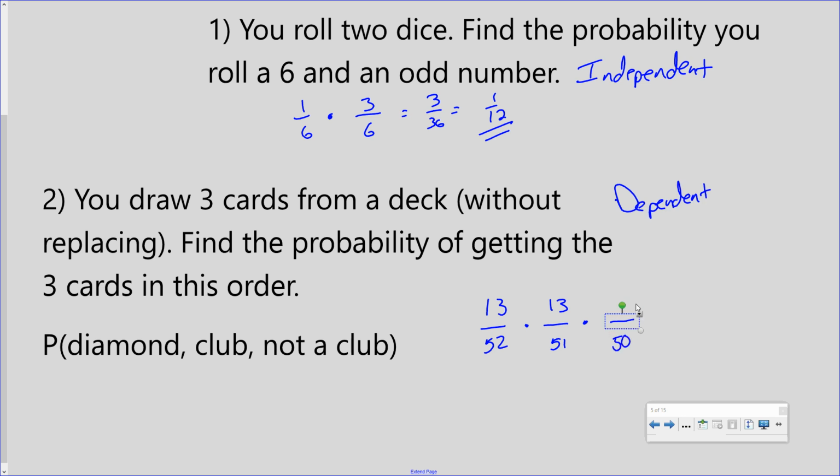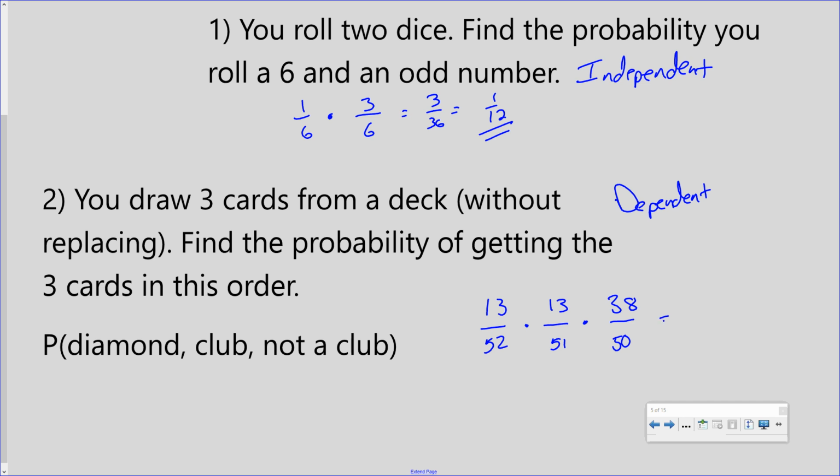How many cards are not clubs? Well, normally there would be 52 minus 13, right? There'd be 39 cards that are not clubs. But I drew one of them. I got a diamond. So now there are only 38 cards that are not clubs.